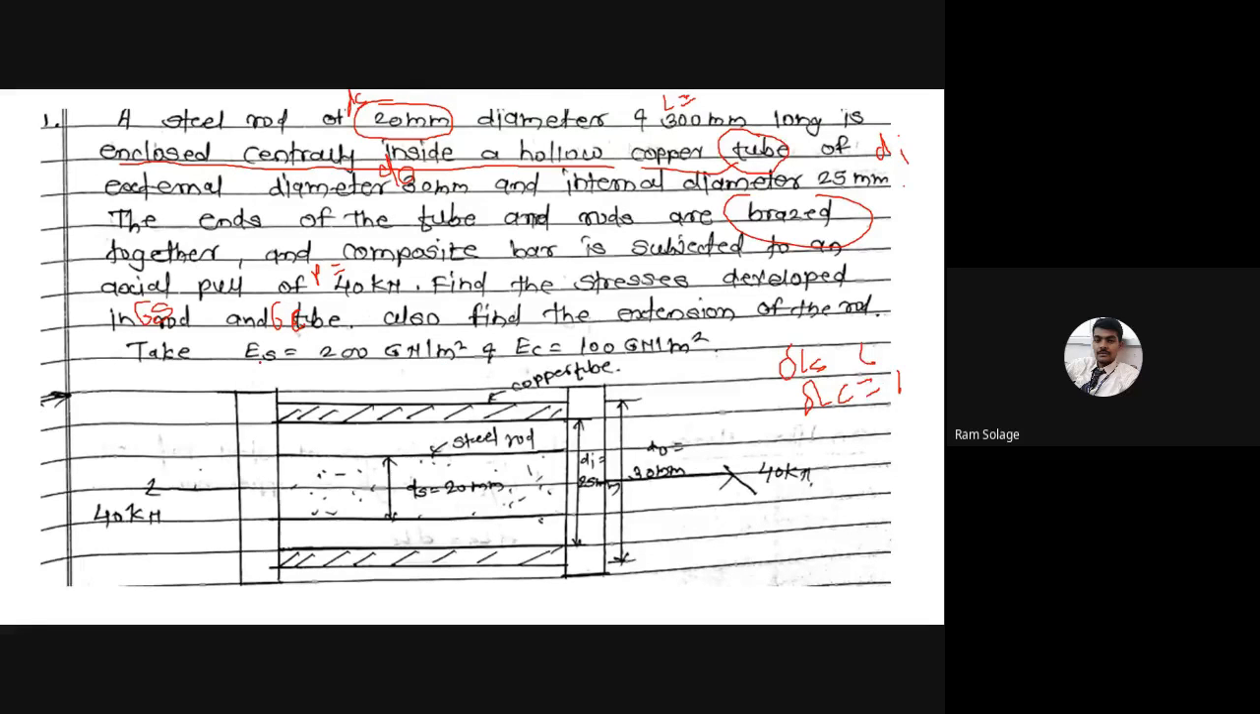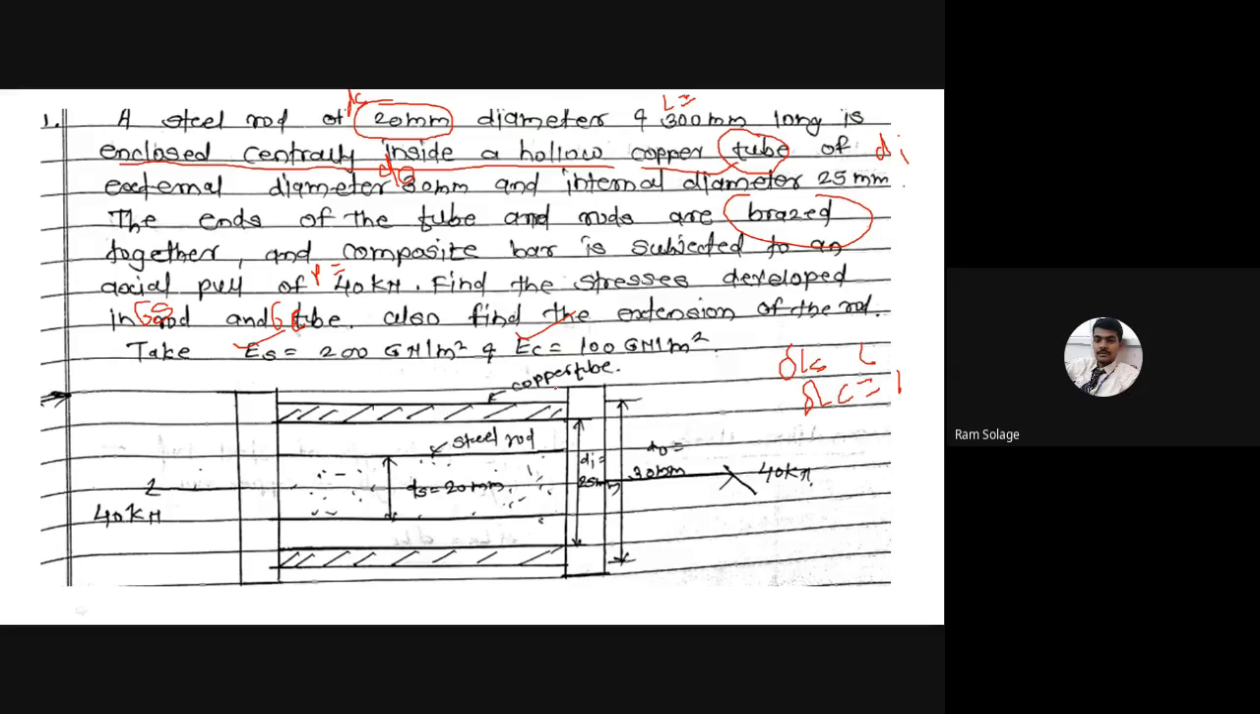And they are given the value ES, elasticity for the steel rod, and elasticity for the copper tube. That is 200 giganewton per meter square and 100 giganewton per meter square. So we have to convert that giganewton per meter square into Newton per mm square. That is 10 raised to 3.